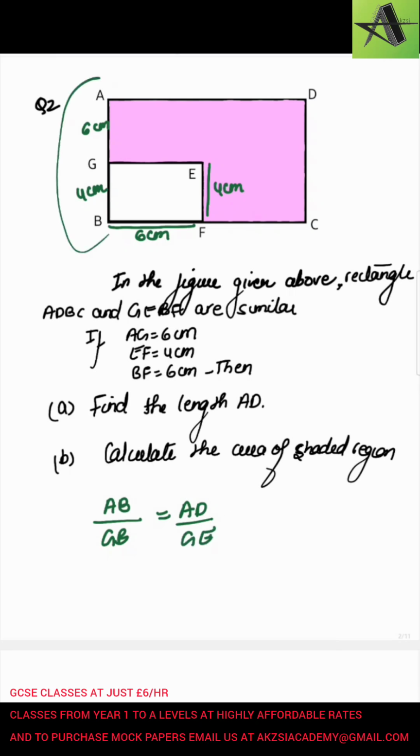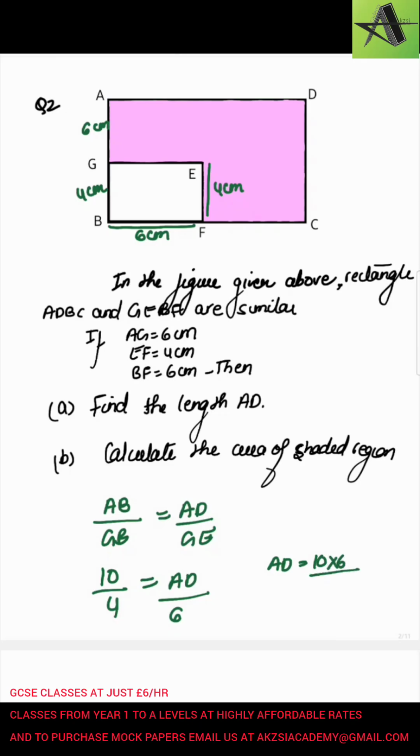We know this whole AB is 4 plus 6, which is 10, and GB is 4, so 10 over 4 is equal to AD, this whole length that we have to calculate, over GE, which is 6 centimeters. And from here, I can calculate AD is equal to 10 into 6 over 4, which will give you the answer as 15 centimeters. So AD is 15 centimeters.